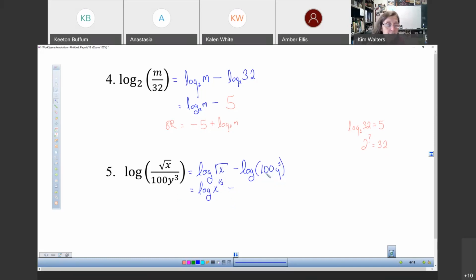Minus, notice that I still have the logarithm of a product, okay? So here's what I want you to do. We're going to put this in parentheses and write this as the log of 100 plus the log of y to the third power. Okay. Now, why did I put it in parentheses? And that's because I've got two pieces here and I need to make sure that I've separated this out and that my negative sign goes with both of these. Okay.